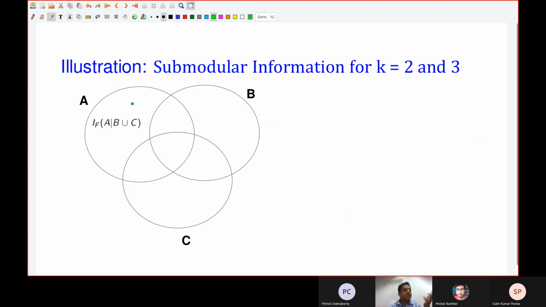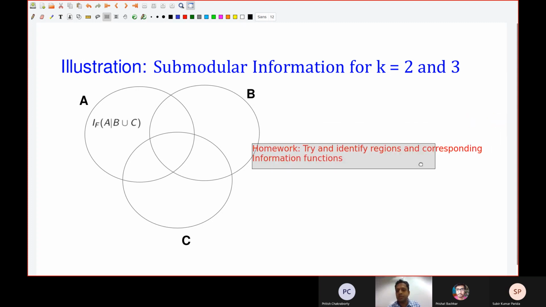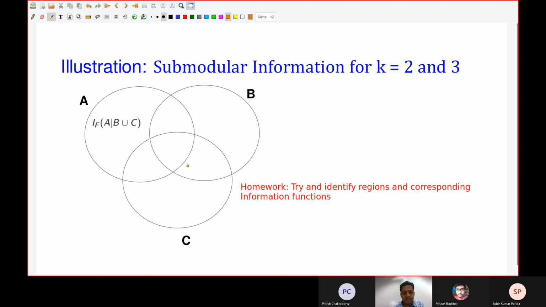Okay, so I would like you to know, maybe you would be asked some question like this. Just map it intuitively. You should understand what conditioning does, what intersection does. So homework, I would suggest: try and identify regions and corresponding information functions. When I say information functions, it need not be mutual information. It could be any of these. You might be told, okay, what about this region? What does this capture?